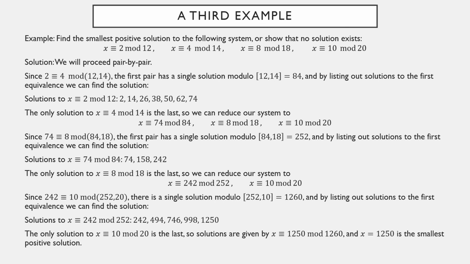And we were asked to find the smallest positive solution, and 1250 is indeed the smallest positive integer which is equivalent to 1250 mod 1260. So the smallest positive solution to all 4 original equivalences is 1250.